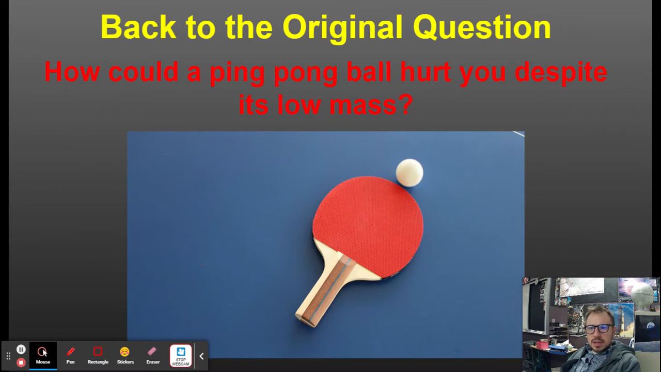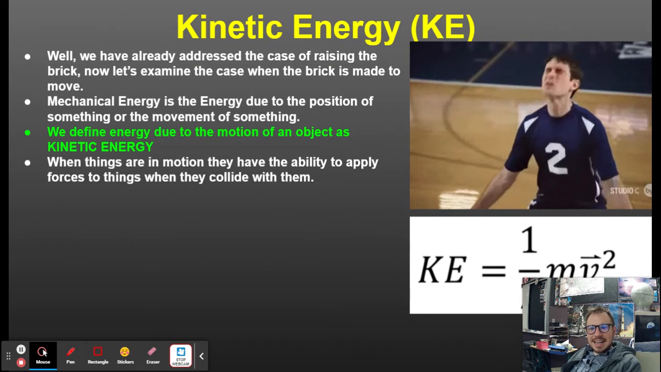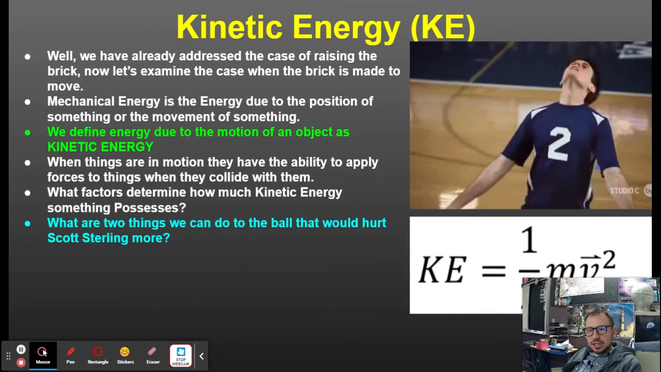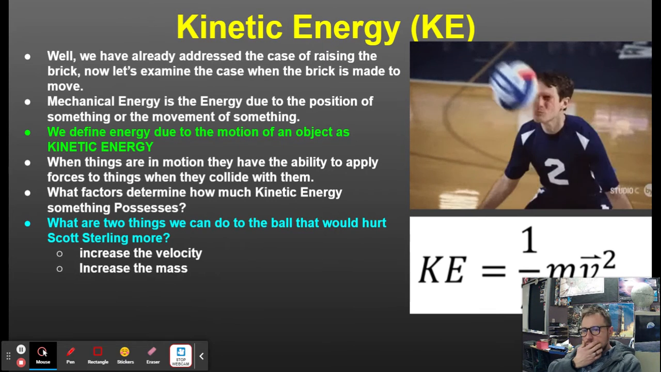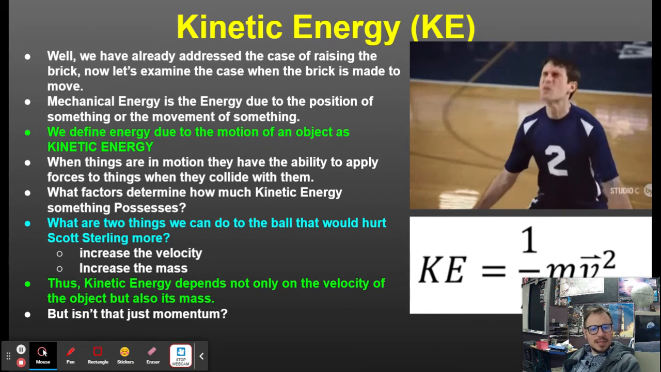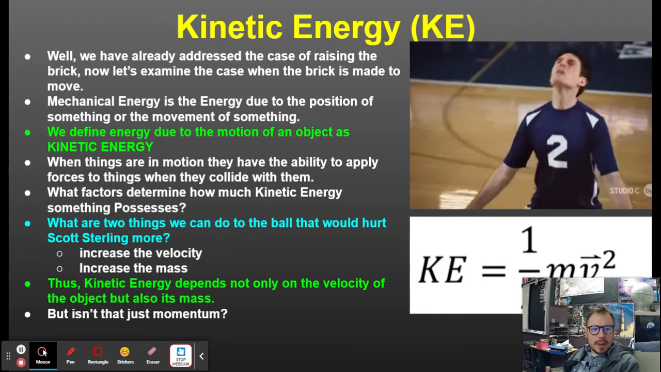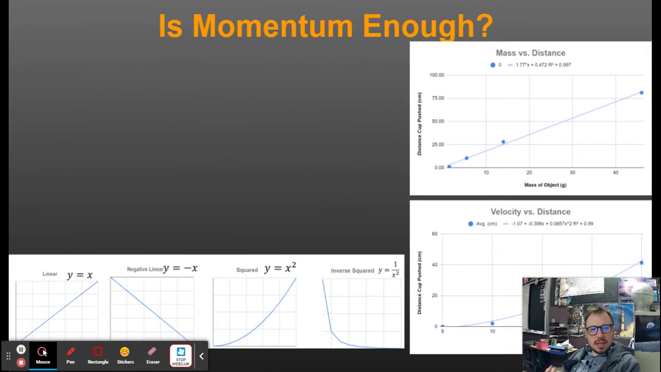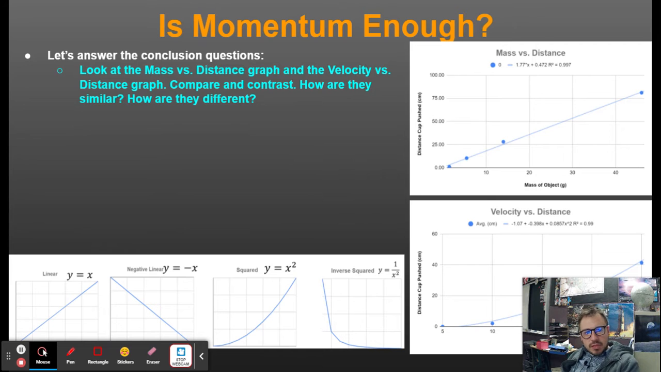Now let's answer this question though: how could a ping pong ball hurt you despite its low mass? Well, let's look at kinetic energy. So we define energy due to the motion of an object as kinetic energy. Now, the thing is that kinetic energy depends not only on the velocity of the object, but also its mass. And you might be thinking, well, that's just momentum. Momentum is mass times velocity. Well, as we saw in the Is Momentum Enough lab, there's something about that velocity.